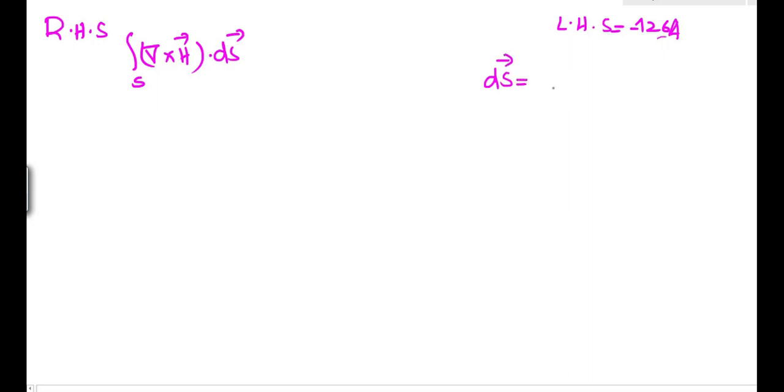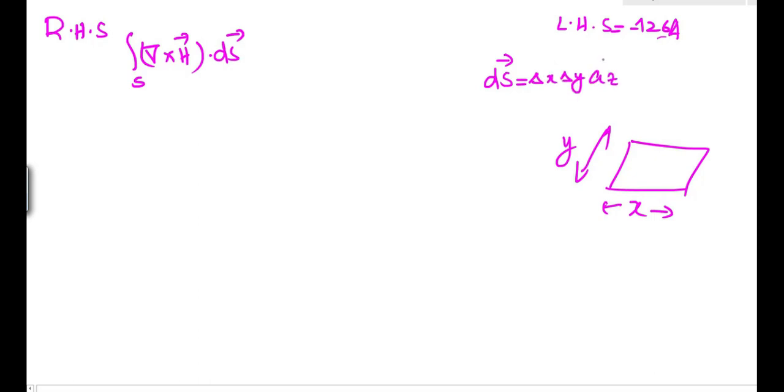So the magnitude of ds is basically the change in length times the change in width, which in our case is the change in the x direction and the change in the y direction. It is constant in the z direction. So this means we can write this as delta x into delta y in the az direction, or simply dx dy in the az direction. I can write it like this.